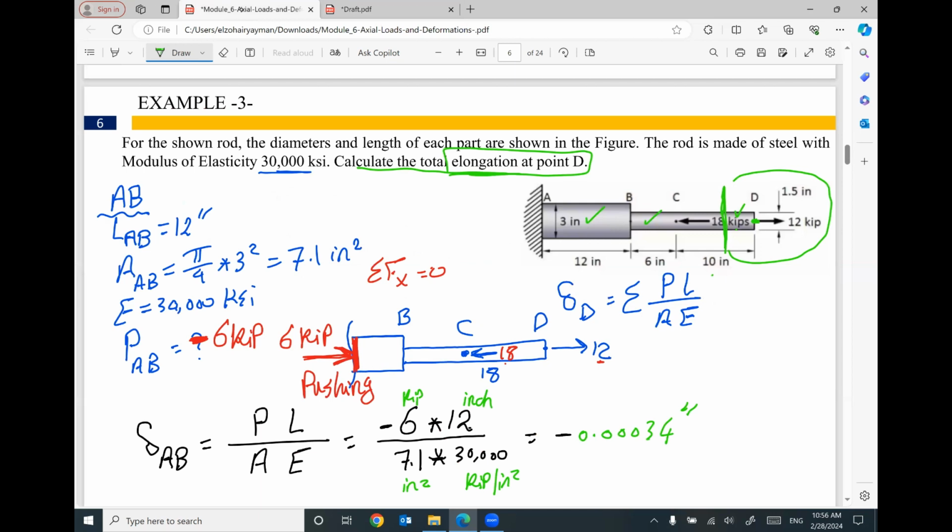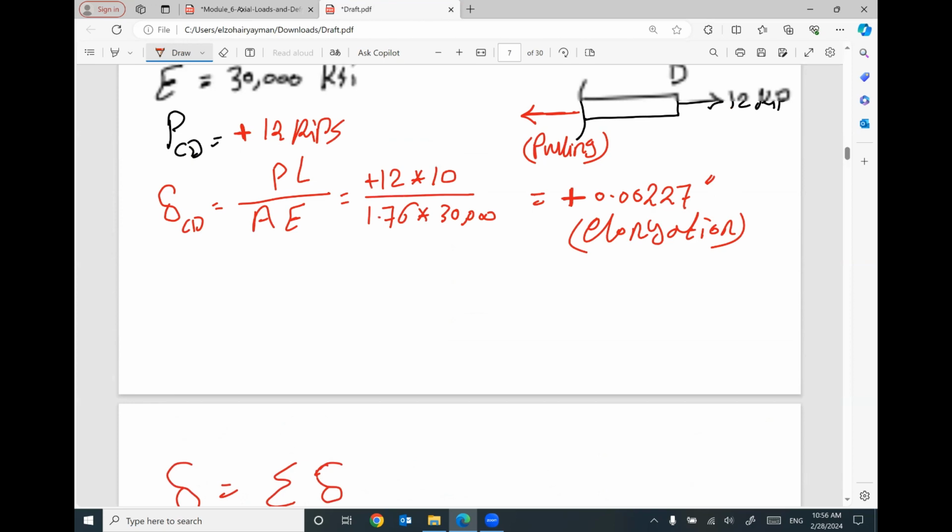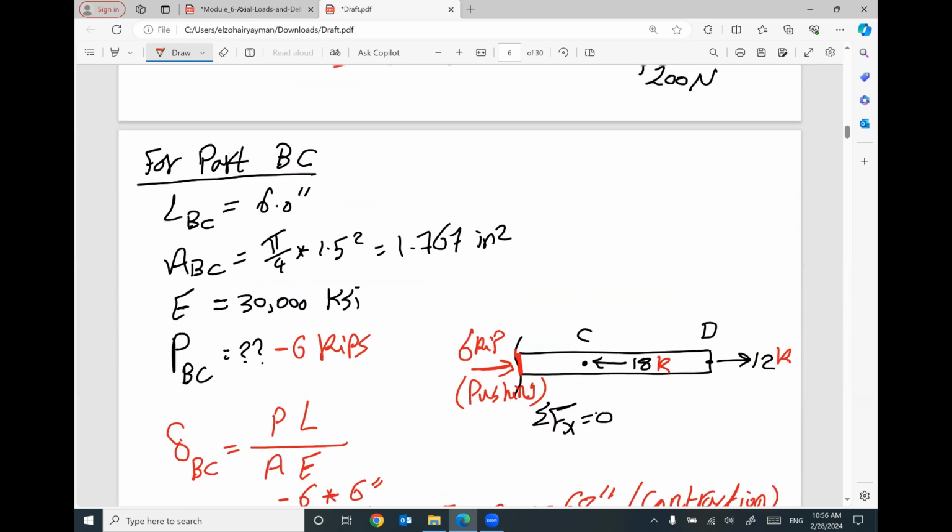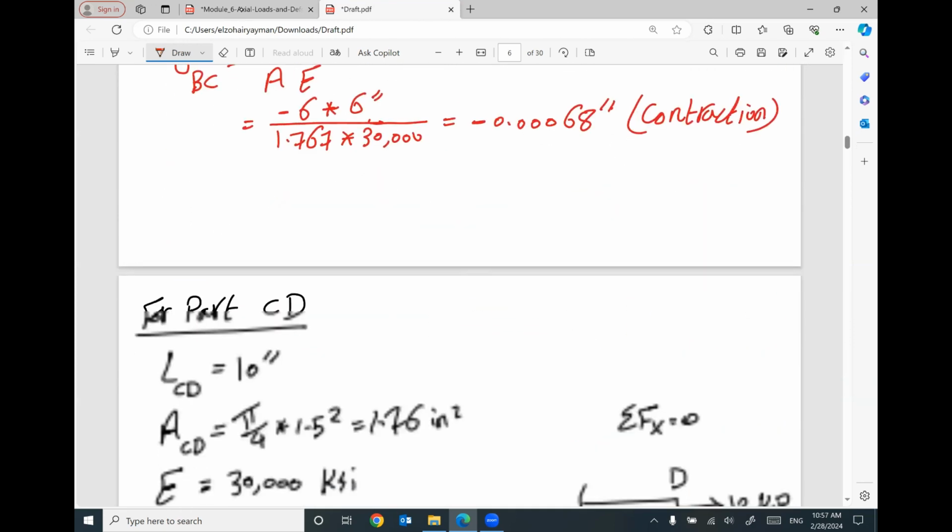This point D will be moved in this direction. How much? 0.00125 inch. Does that make sense? So how to figure out the elongation or contraction in a rod, and this rod consisting of different parts? I have to figure out the change of the length in each part: part AB, part BC, and part CD. Be careful about the applied force.